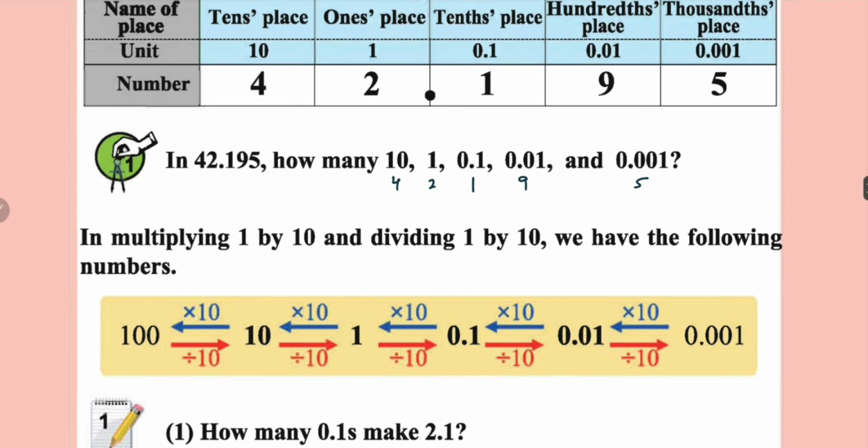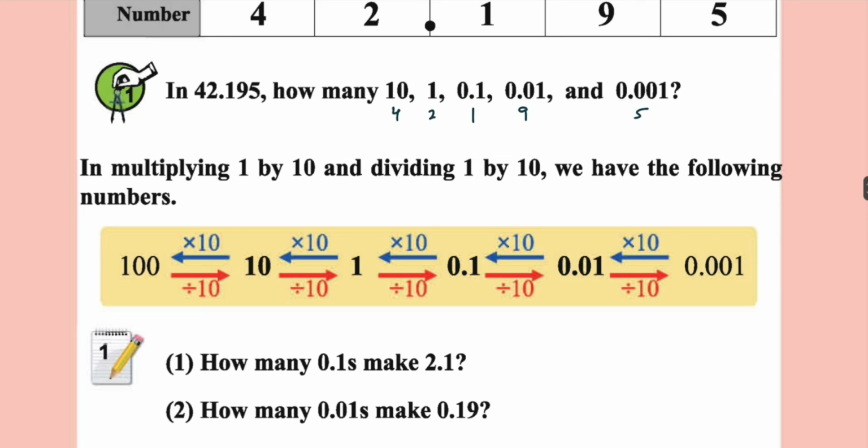By multiplying 1 by 10 and dividing 1 by 10, we have the following numbers. Suppose we start from 1. When you multiply 10 with 1, you will get 10. If you multiply 10 with 10, you will get 100. In the other direction, if you divide 100 by 10, you will get 10, and if you divide 10 by 10, you will get 1.